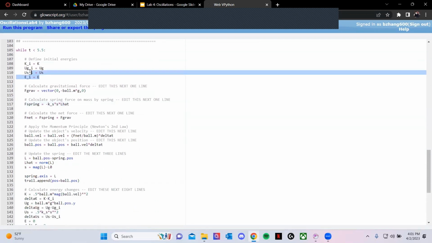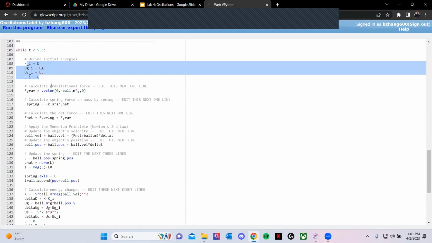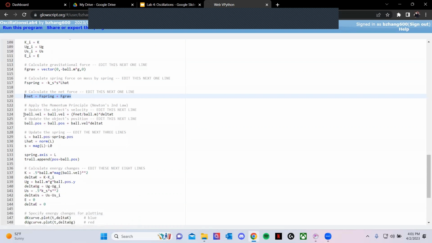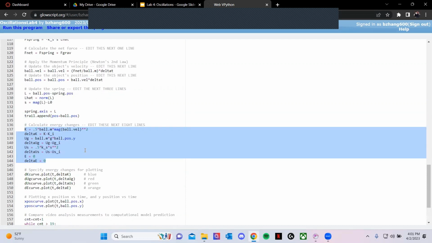Through each loop, we can set the initial energies of the system, as well as calculate the net force, which is simply the sum of the spring force and the gravitational force. Given that we know the net force, we can then update the ball's velocity as well as position. Here, we can use the energy principle to calculate the energy changes as the mass moves throughout its motion path.